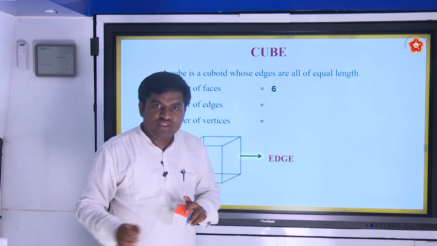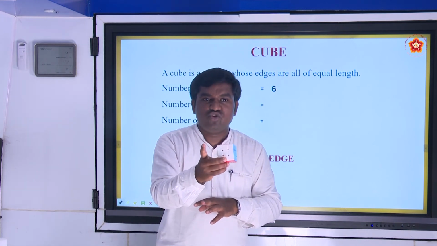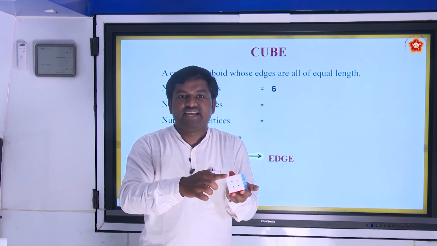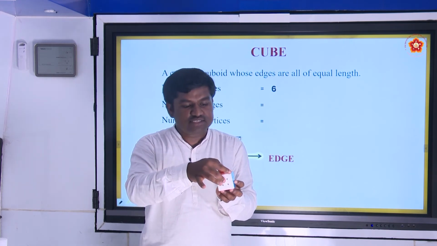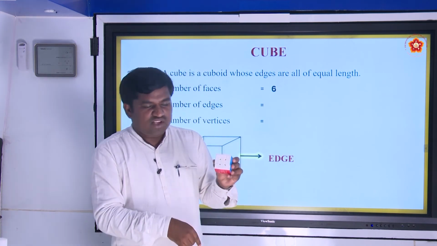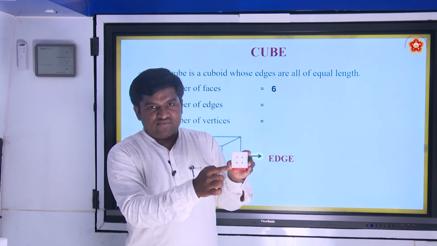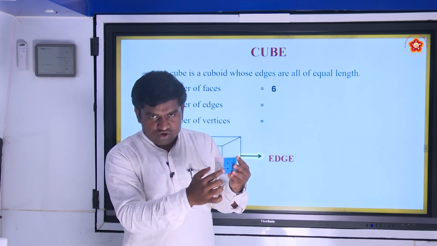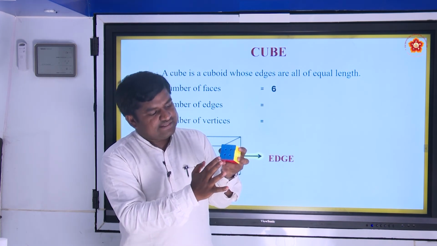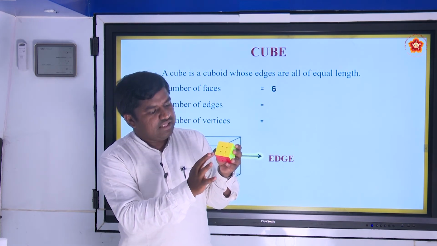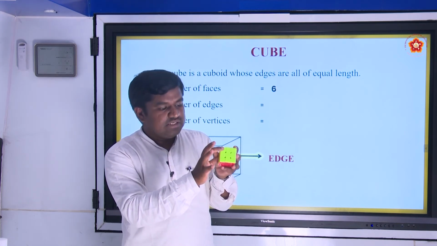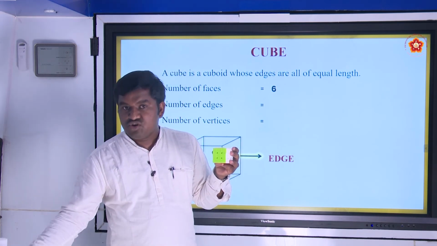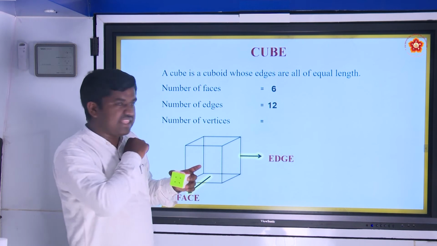Next, edge. How many edges are there in this cube? Edge means 2 faces meeting at a line segment. See, these 2 faces meeting at this line segment. Yes, we will count how many edges are there. This is the first edge, 1, 2, 3, 4, 5, 6, 7, 8, 9, 10, 11, 12. So total 12 edges are there in a cube.